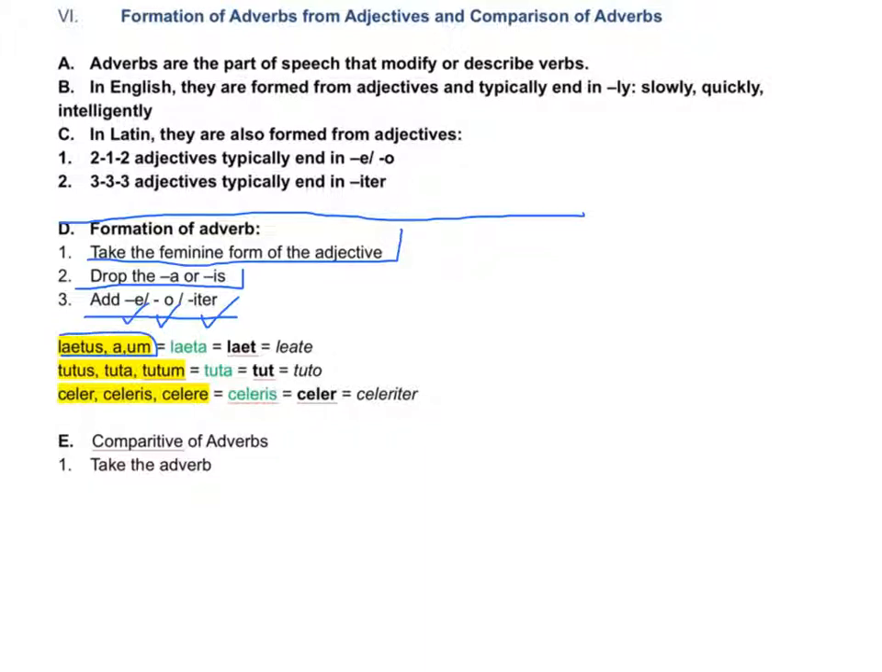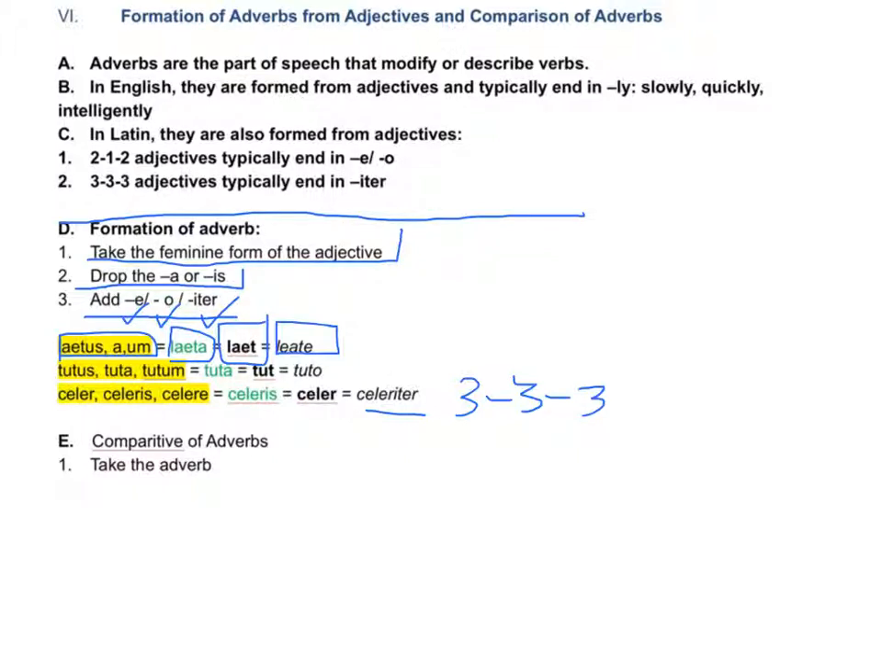Lætus, læta, lætum. There's a regular 2-1-2 adjective. You take the feminine form, læta. You drop the A, and in this case, you add a long E, or just an E. It doesn't matter for long or short in this class. How do you know if you add an E or an O or an ITER? Well, the ITER is only added for 3-3 adjectives, so that one's easy. The difference between the E and the O is much more difficult. There's no way to predict those without knowing or looking it up in the dictionary.